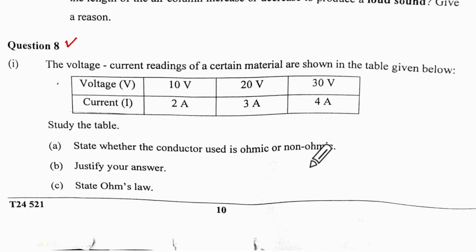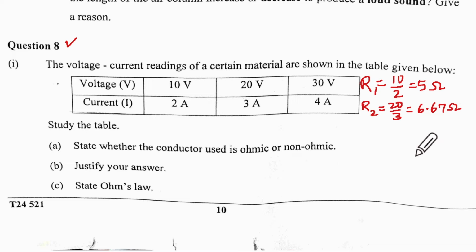Now, in order to know whether it is ohmic or non-ohmic, we have to check whether V is proportional to I, okay? Which means V upon I should be constant. So we are going to take the value of resistance in each case. In case 1, it will be 10 volt upon 2, that will give us 5 ohm. In the second case, the resistance R2, we have to check whether it is 5. Now it is 20 upon 3, which is 6.67 ohm, and our R3 is 30 upon 4, which is 15 upon 2, which is 7.5 ohm, which means the resistance is not constant, which means it is non-ohmic. So we will write over there non-ohmic.